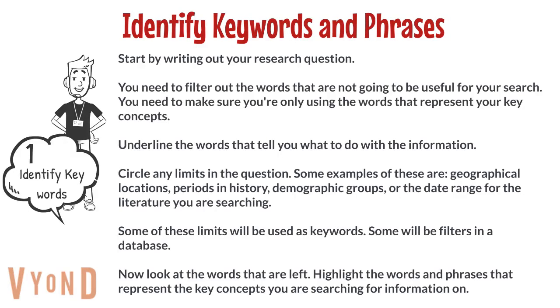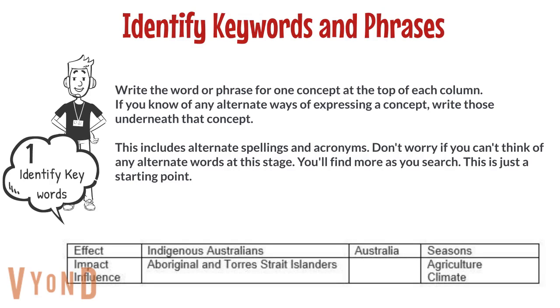Draw a table. Write the words or phrases for one concept at the top of each column. If you know of any alternate ways of expressing a concept, write those underneath that concept. This includes alternate spellings and acronyms. Don't worry if you can't think of any words at this stage. You'll find more as you search. This is just a starting point.